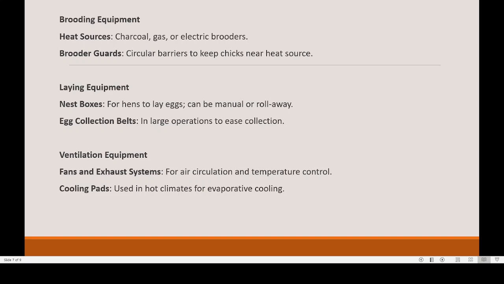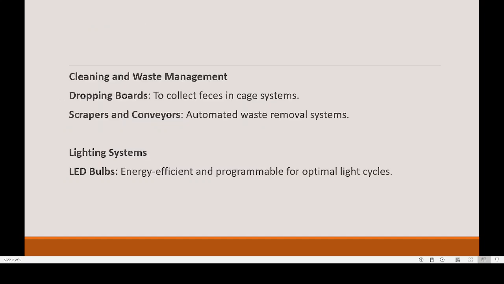Ventilation systems are needed. We have already seen some ventilation systems like this one. This is a very good ventilation system. This kind of fan is needed. Cooling pads are used in hot climates. Then finally, cleaning and waste management. That is also an important thing. Then lighting systems are needed, energy efficient and programmable. This kind of lighting turns off after 12 hours and automatically turns on again after that. So that kind of automatic lighting system is very useful. Nowadays, LED bulbs are commonly used.